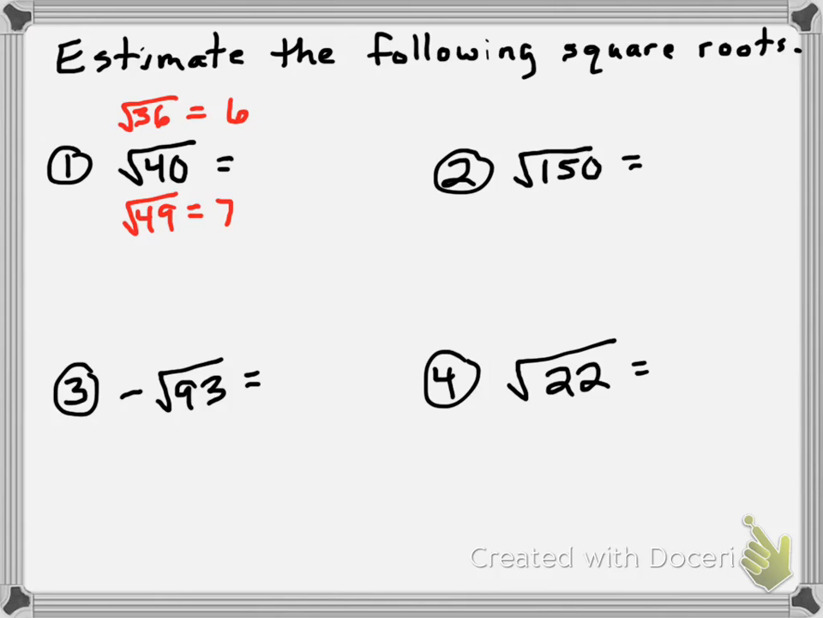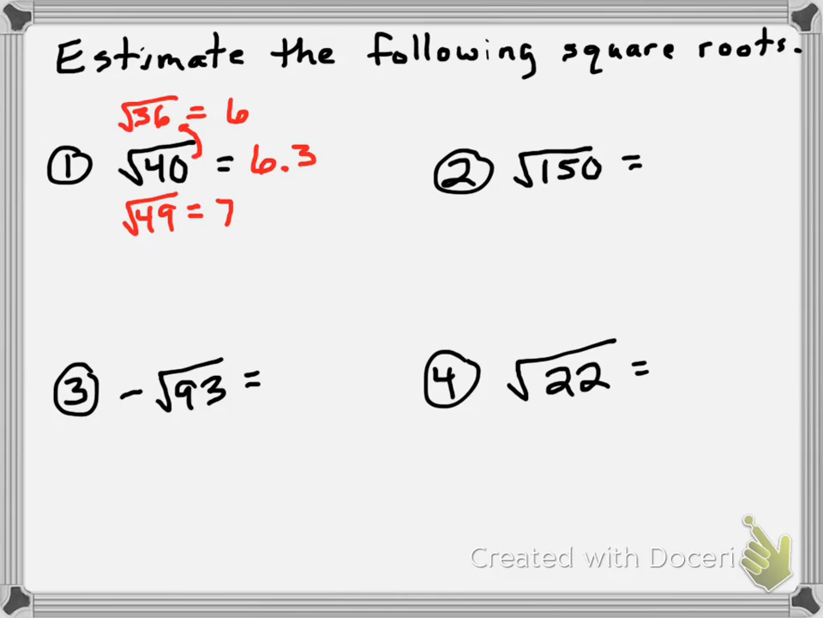So 6 point something. Now, the 40 looks a little closer to the 36. It's only 4 away, whereas it's 9 away the other way. But still somewhat in the middle. So I'm going to guess that that's 6.3. Now if you put 6.2 or 6.4, that doesn't really matter. It's an approximation. As long as you got in between 6 and 7, then really that's a good approximation. But you should at least be a little closer to 6 because it's obviously a little closer to 36. And that's all you have to do.